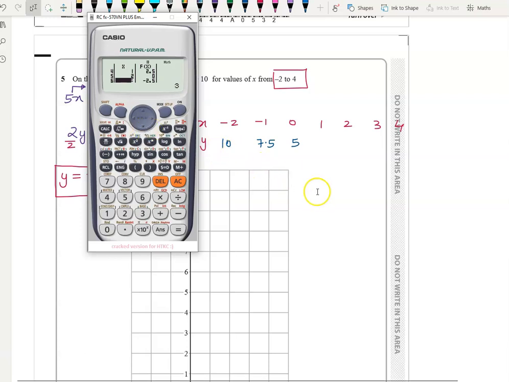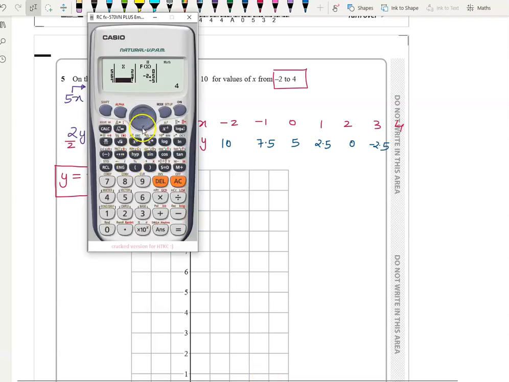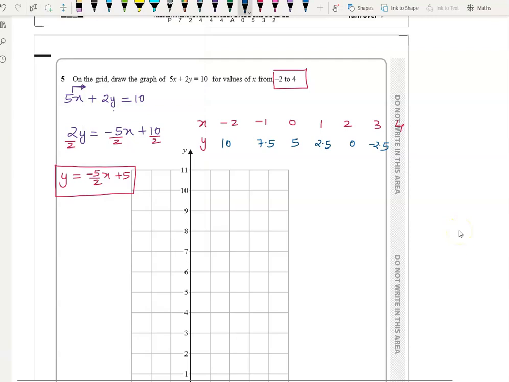So at 1 it is 2.5, 0 and minus 2.5, and the last value at 4 it is minus 5. Now we have all the points here, so we have to just plot it and join it to get your required graph.